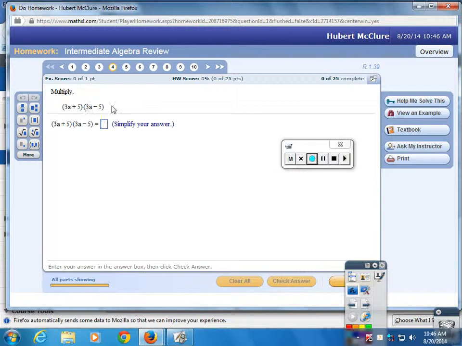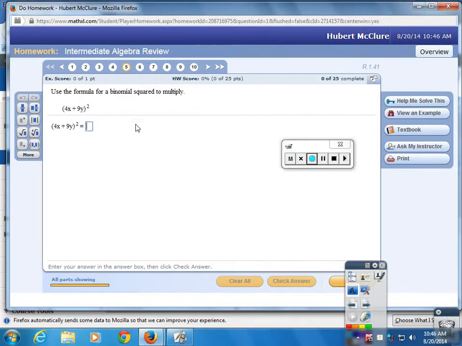Okay, there's the difference of two squares. 9a squared minus what? 25, Hubert. There's one. That's shortcut number... No, you're wrong. Get out of here. You're a failure. Number 1, a plus b, quantity squared.